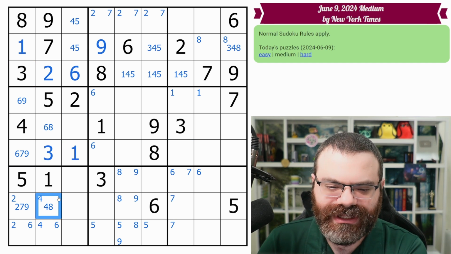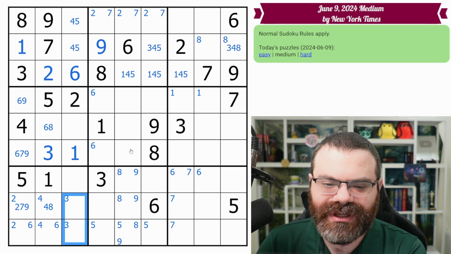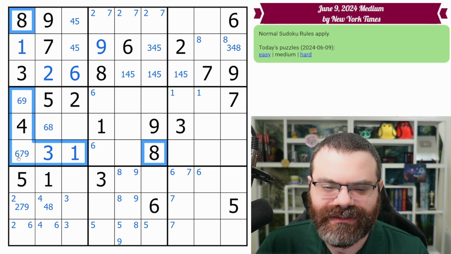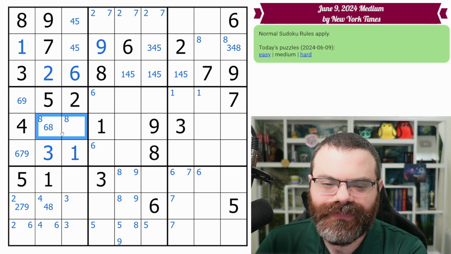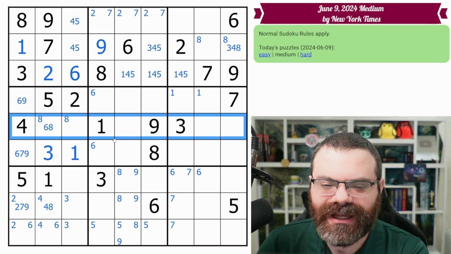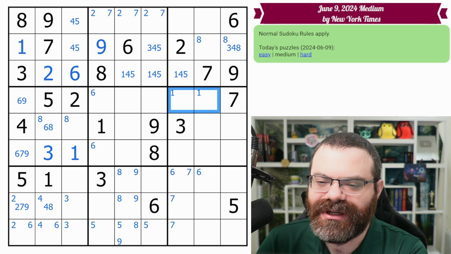That removes 3 from here. 3 has a buddy. So these 2 3s look down, this 3 looks in, putting a 3 in one of these 2. And we're going to look at the 8 next. This 8 looks in, and that puts an 8 in one of these 2. Now that's going to point, because 8's either here or here. They're both in row 5, so that points, removing 8 from these. This 8 looks in. And so 8's in one of these 2.